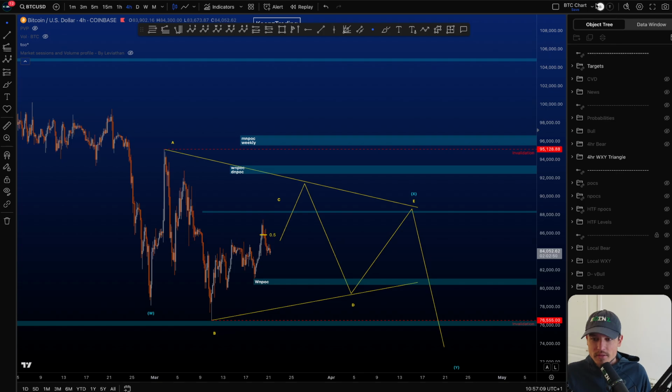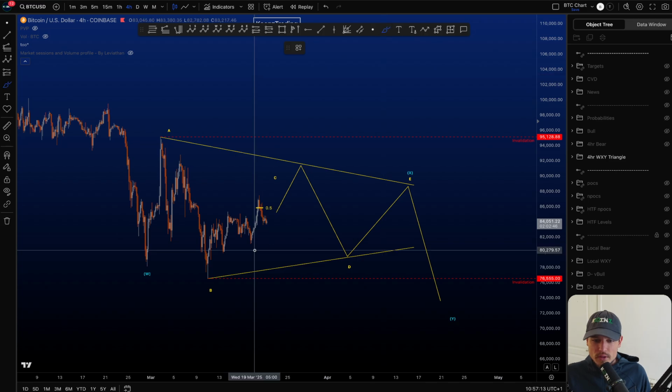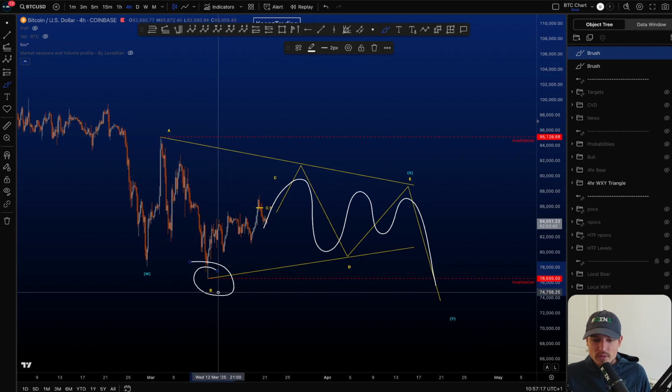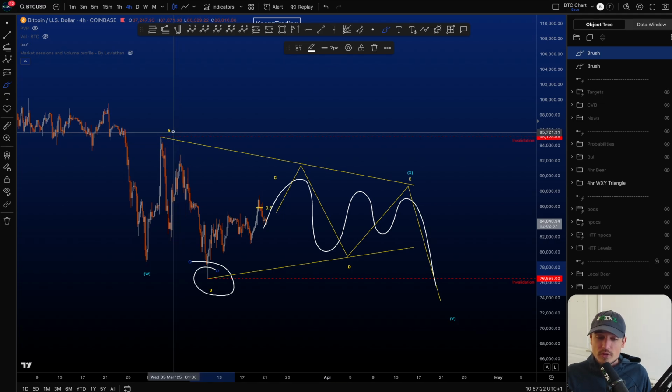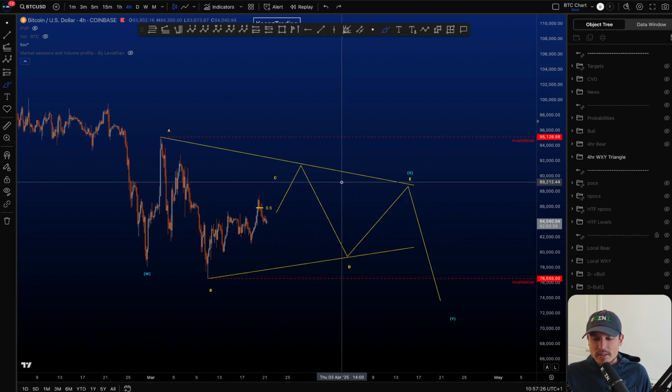Now, in this particular scenario, we basically look for a continuation of the range. So we want to range, and then drop down. We do not want to take out the low of B here at 76.5K. We also don't want to take out the high at 95.1K. These are the invalidations for this scenario.